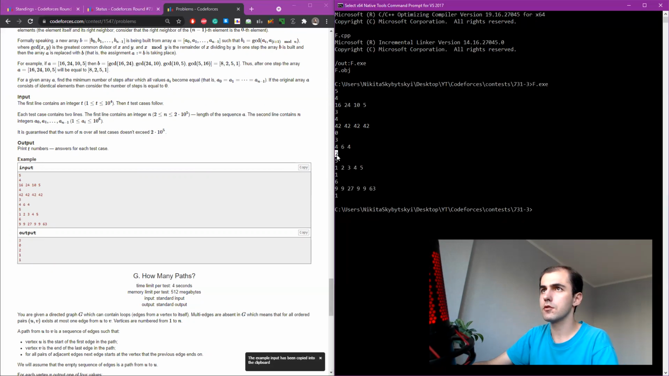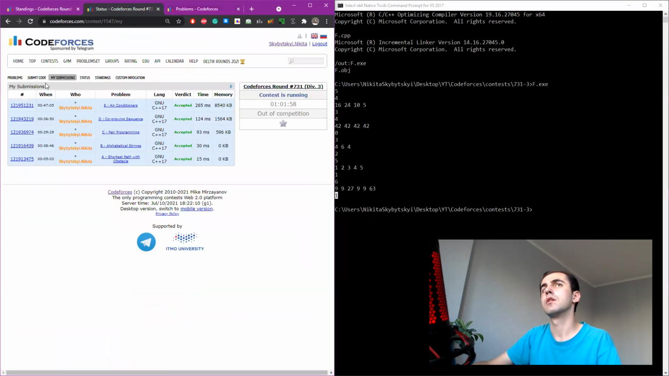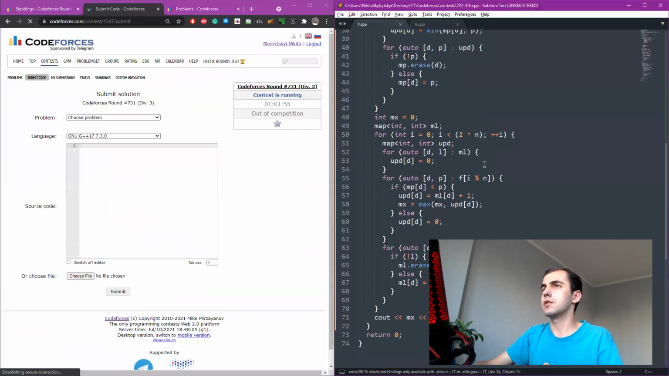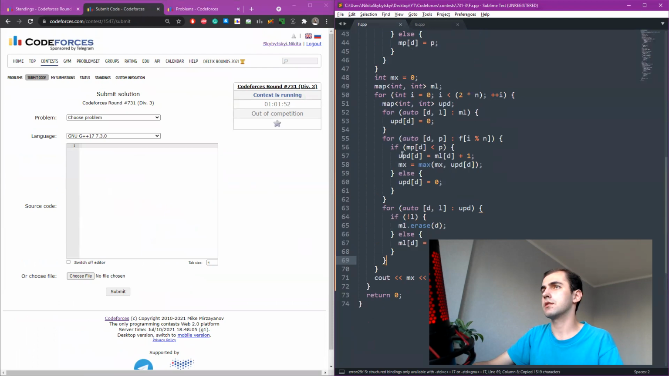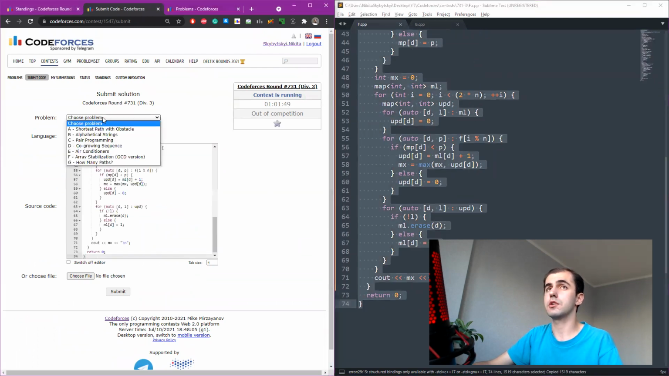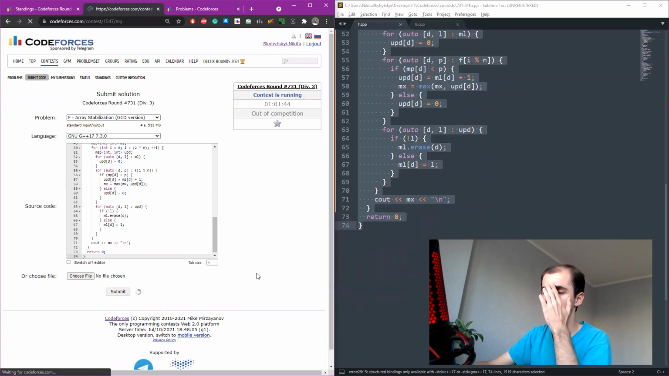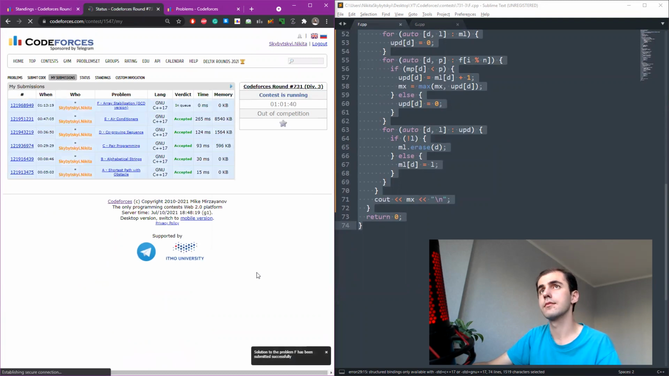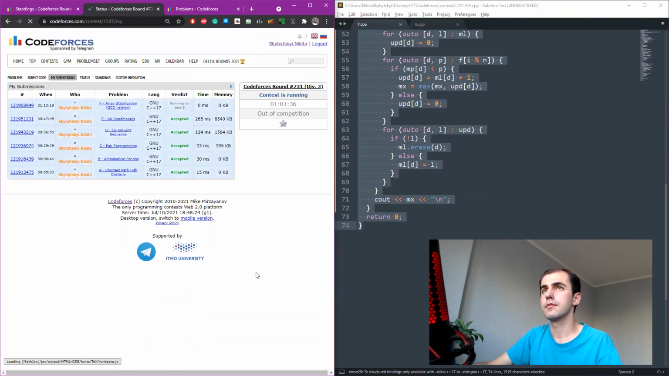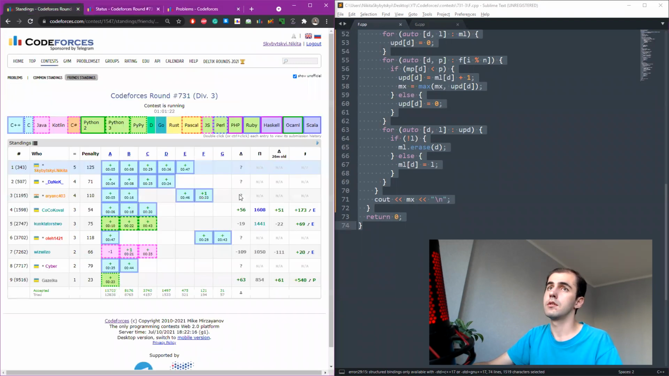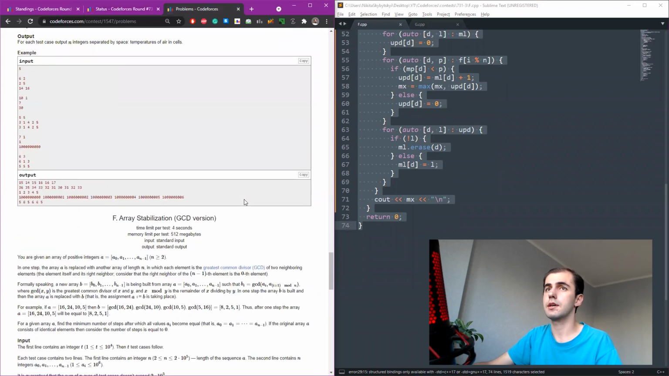Three 0 2 1 1. I get TLE with so many maps, but this is just to keep up. We may change some of them to unordered maps if we need to. There's no way it's gonna work. Does not look like it's going to TLE just yet. How safe is it? Out of 4 seconds.